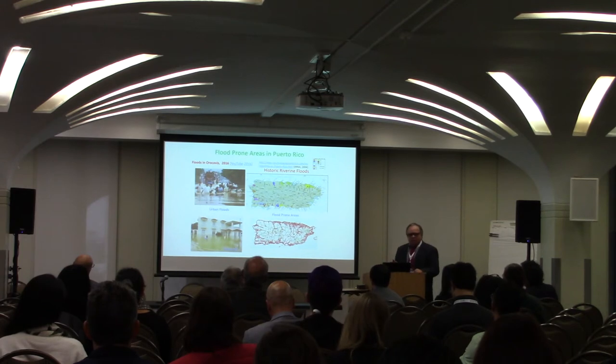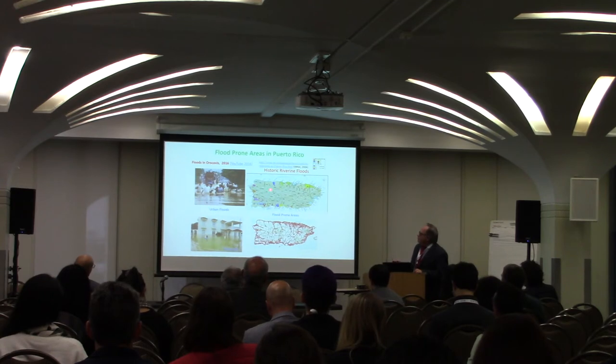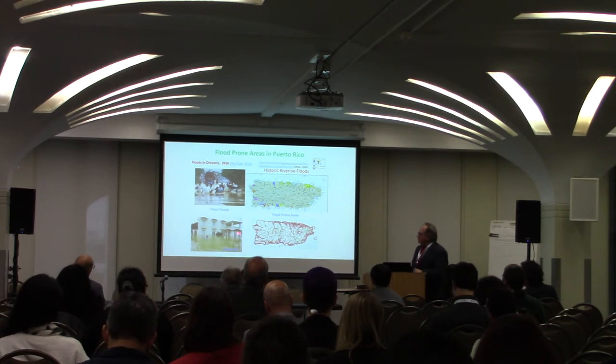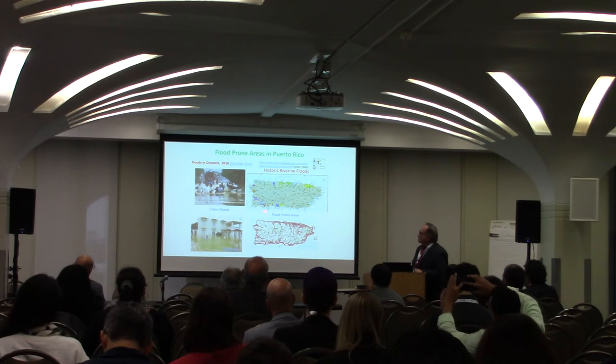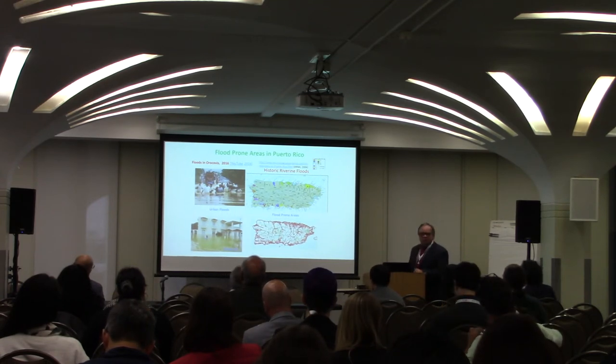But talking about other hazards, this is a plot of the historic riverine floods in Puerto Rico. And down here are the flood-prone areas. And you can see there's a considerable area of the island that is very prone to flooding. And that has been worked on, but there is still a lot to do.